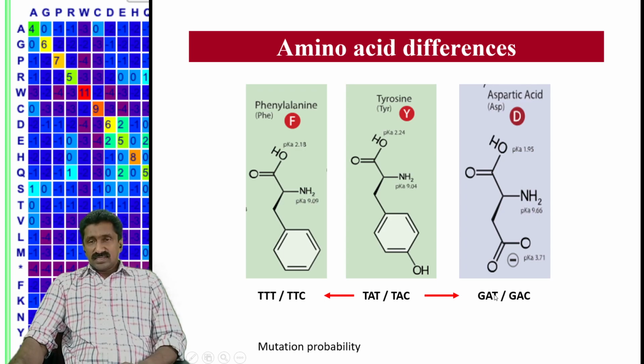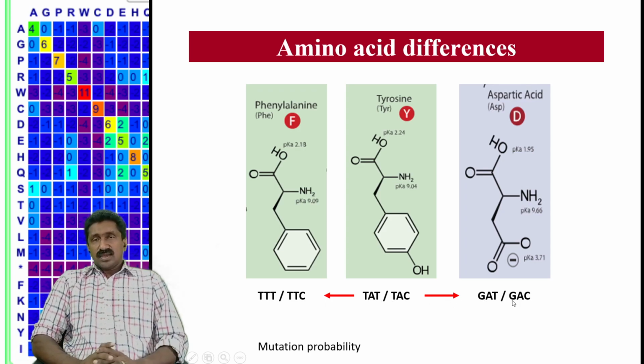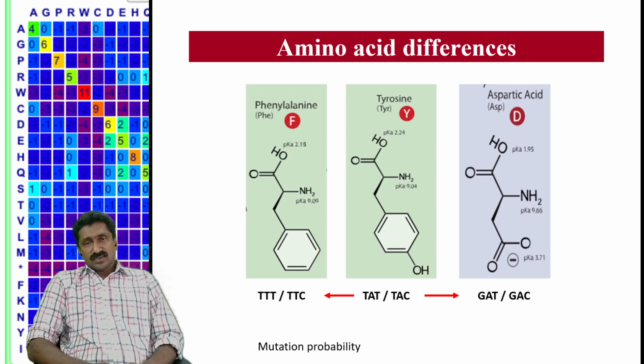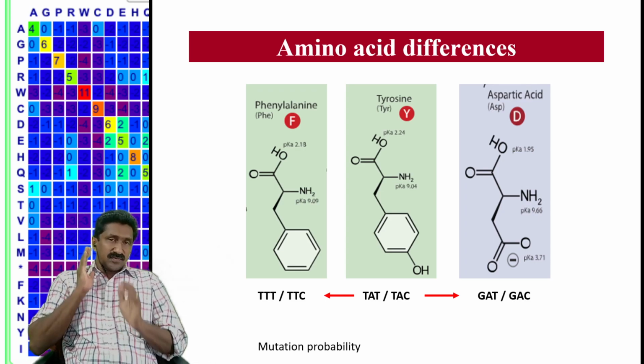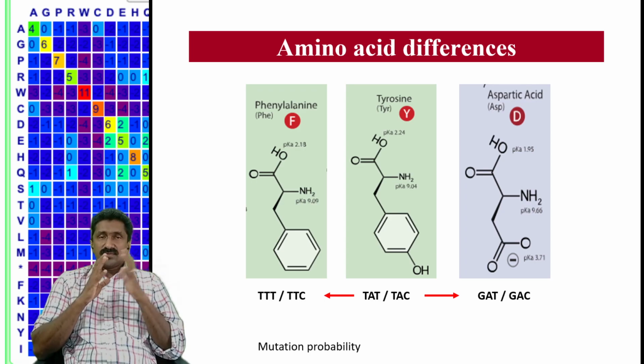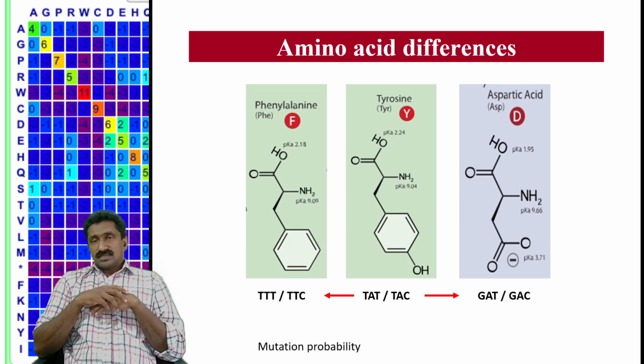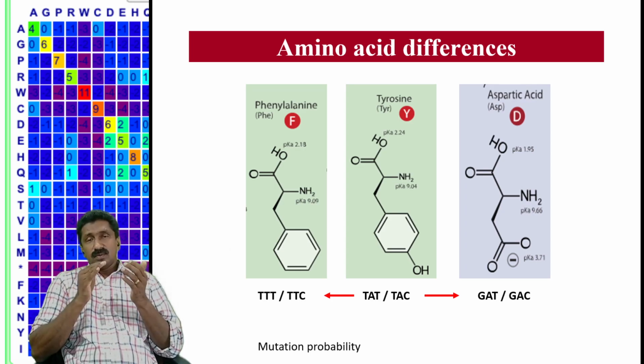And again, a single letter change of GAT or GAC. So the first letter T is replaced by G, and then you have aspartic acid produced. So a single letter mutation of tyrosine, or that code for tyrosine, will result in such a different amino acid like phenylalanine or aspartic acid. And these mutation probabilities will be different for various amino acids because there is degeneracy.